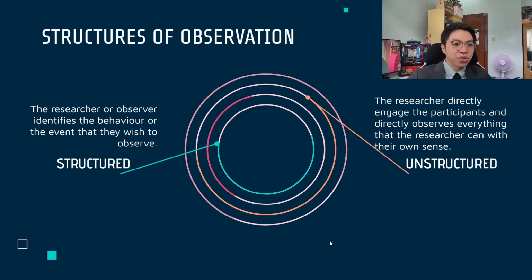So, what are some structures to observation? It's simply structured and unstructured. Through a structured observation, the researcher observes, identifies, or simply looks into the behavior of the event that they wish to observe, and they have a schedule or a structure to follow when observing that event that they wish to discover or address. Unstructured, on the other hand, is where the researcher directly engages with the participant and uses their own senses to collect as much data as possible.